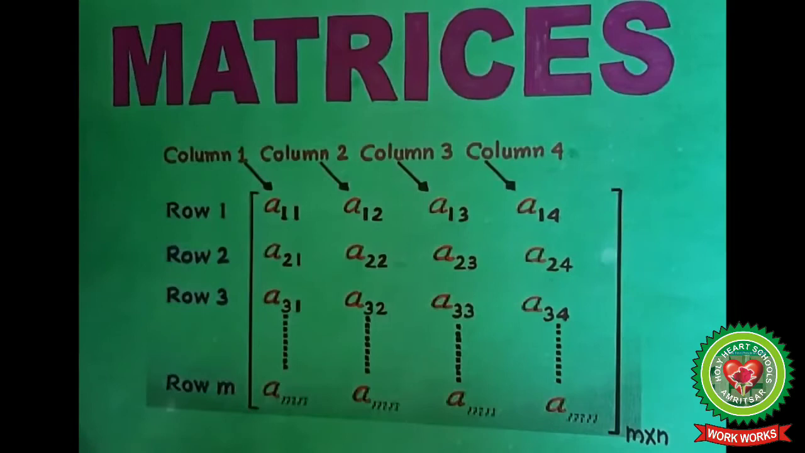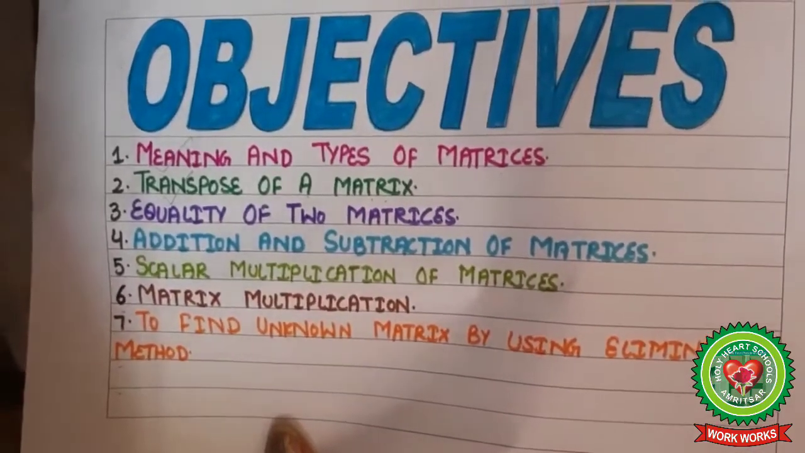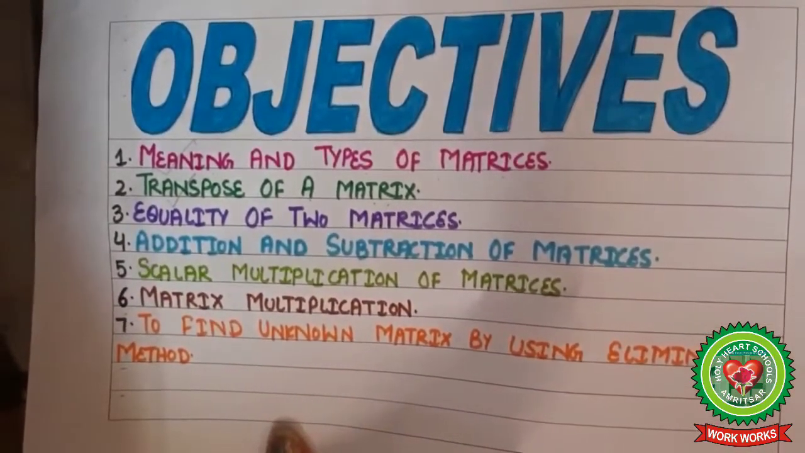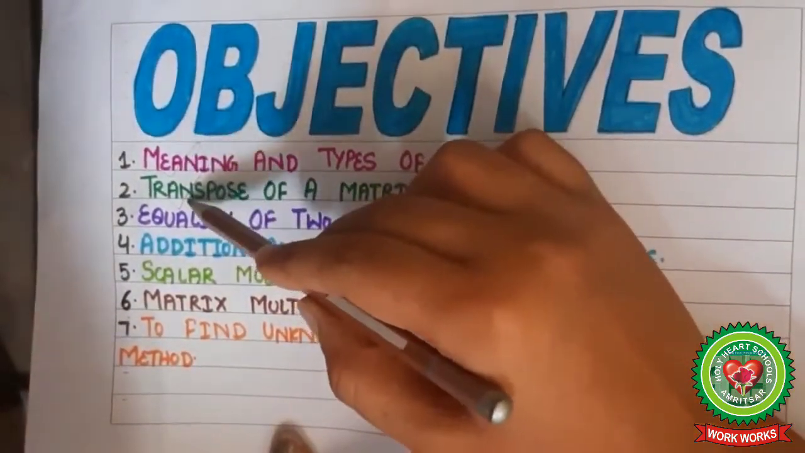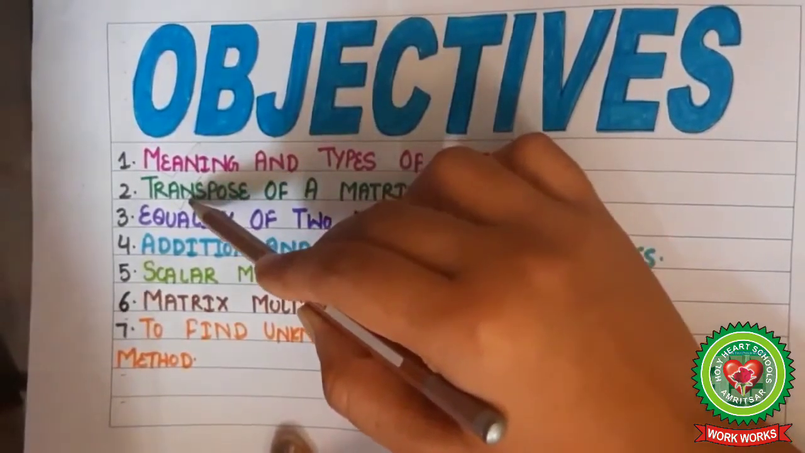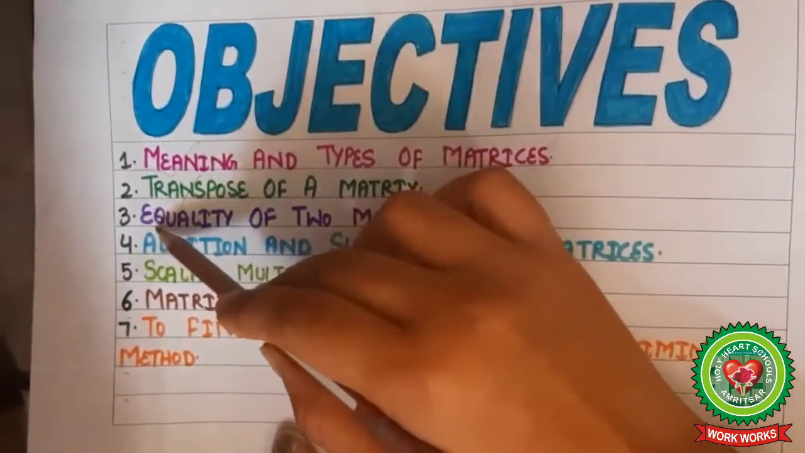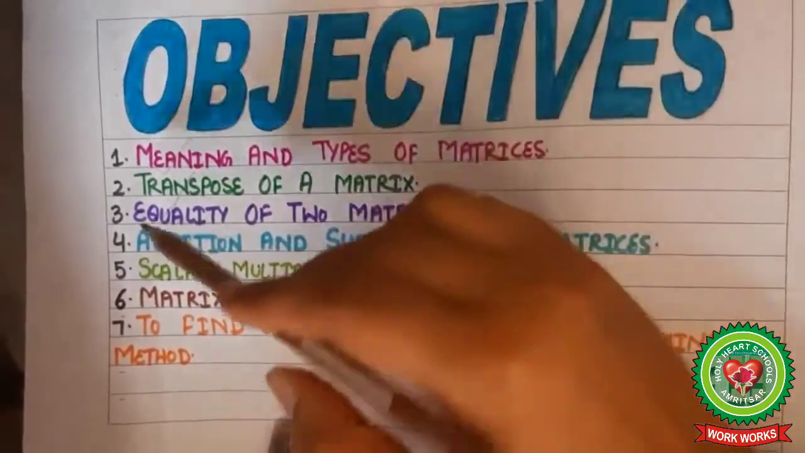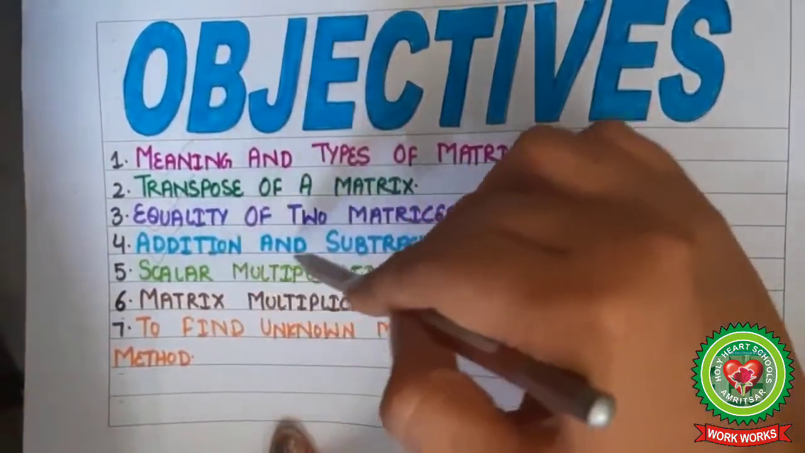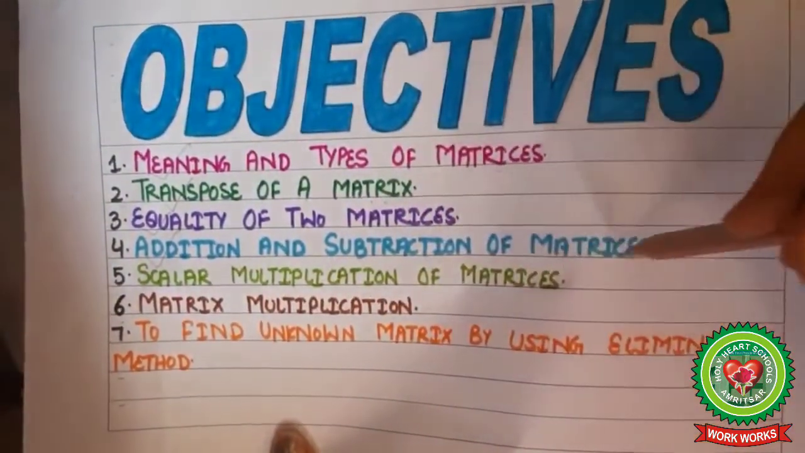Today we will discuss the further types of the topic matrices, which is the arrangement of elements in form of rows and columns. First of all, we will discuss the objectives of today's class. So far we have discussed these two objectives. Now we will discuss the next two objectives. Objective number 3, that is equality of two matrices, and objective number 4, that is addition and subtraction of the matrices.